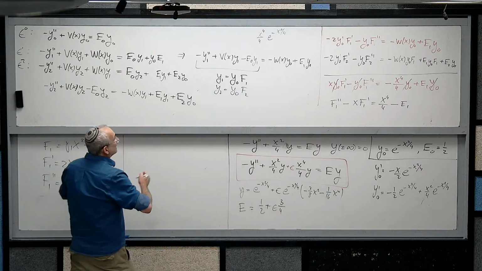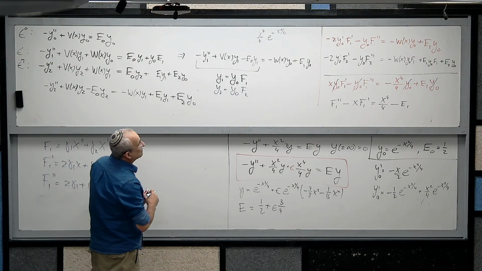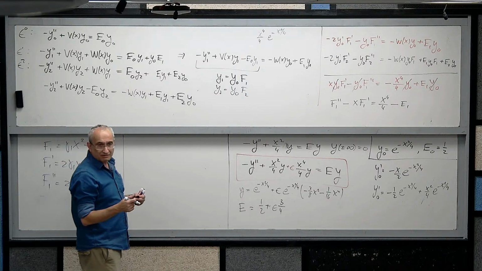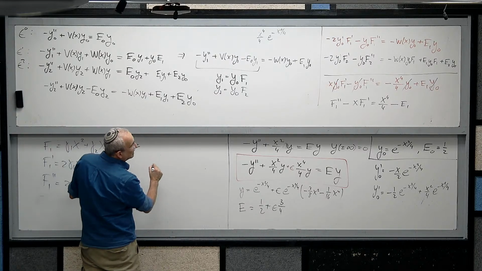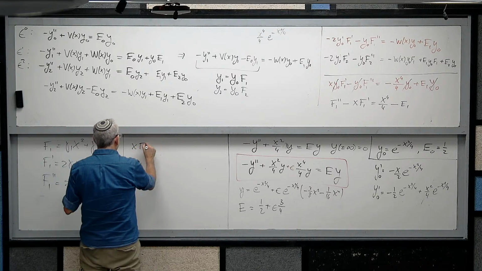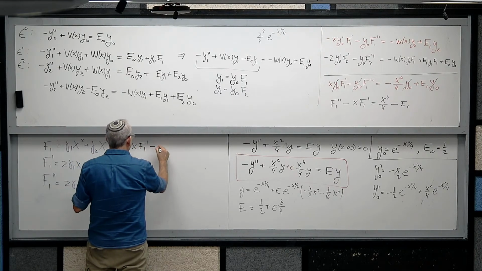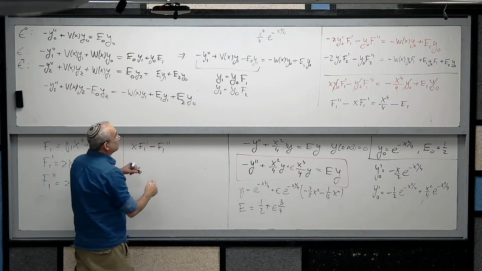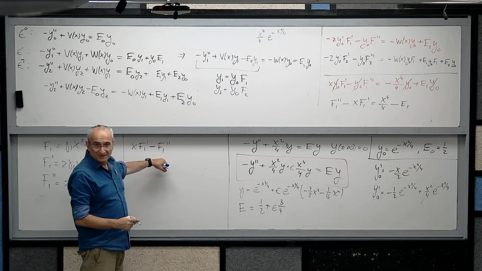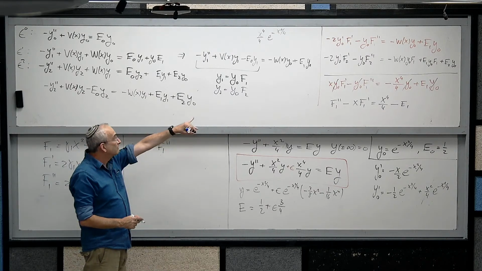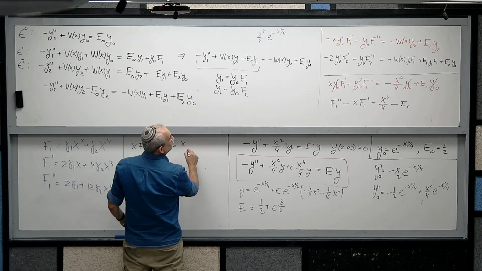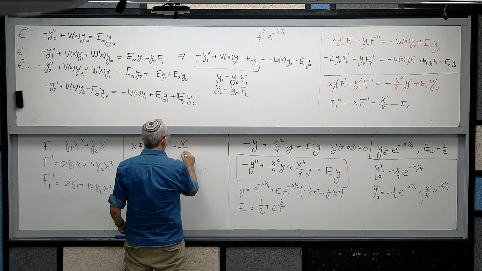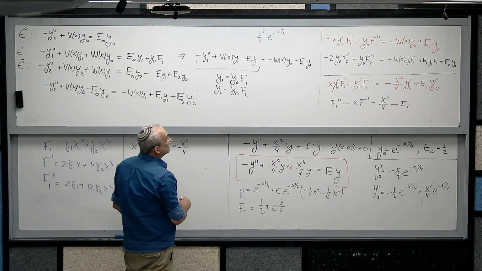Again I will have y naught that will cancel out from all the expressions. And I will have minus 2 times y naught prime, which, okay, so this will be x f1 prime minus f1 double prime. The homogeneous part is always the same, you see? Equals now x to the 4 over 4, which is the w.